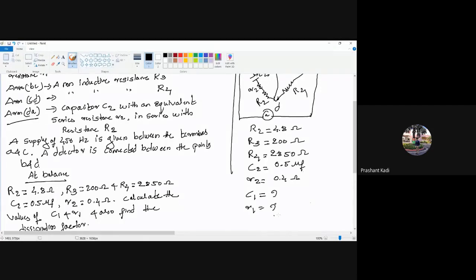Okay. Again, you have to find the balance equation. Z1 Z4 equals Z2 Z3. Find the values of Z1, Z2, Z3, Z4.